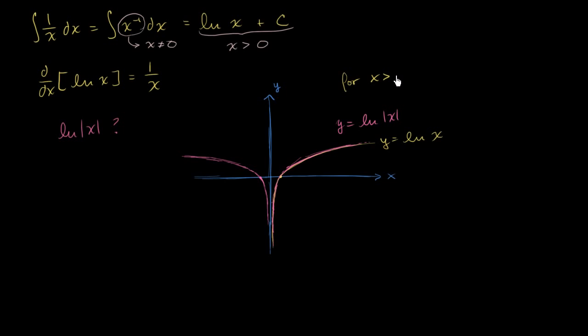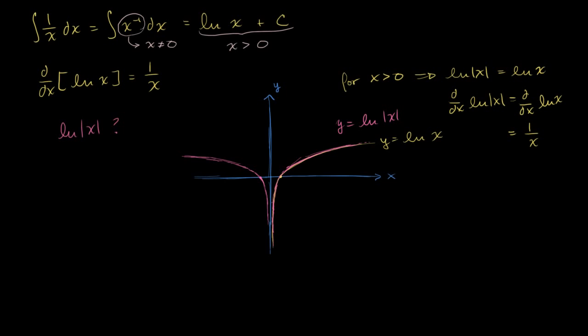For x greater than 0, the natural log of the absolute value of x is equal to the natural log of x. Since these two are equal for x greater than 0, the derivative of the natural log of the absolute value of x is going to be equal to the derivative of the natural log of x, which is equal to 1 over x, for x greater than 0.